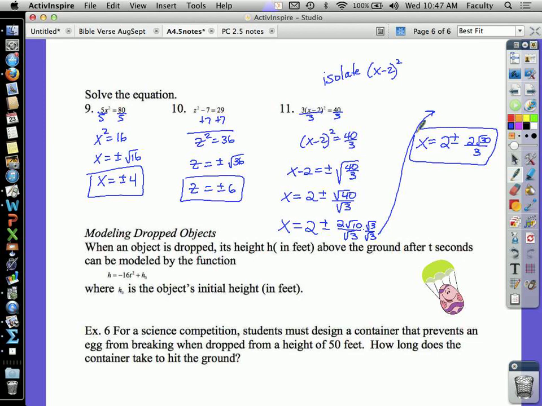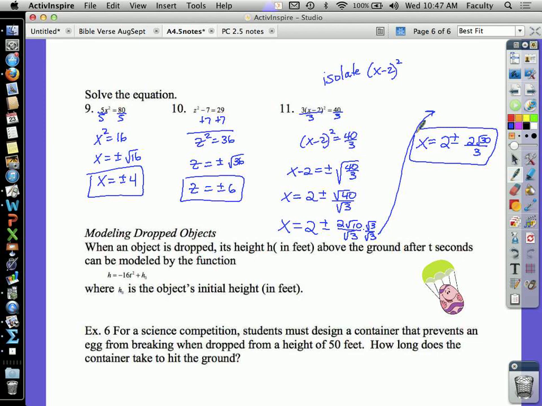All right, questions on 11. So remember, as you're doing your homework, if you get one, come back to this and say, how did we do that? Try to look at it step by step. All right, last topic is something that's related to physics, and it's called modeling dropped objects.